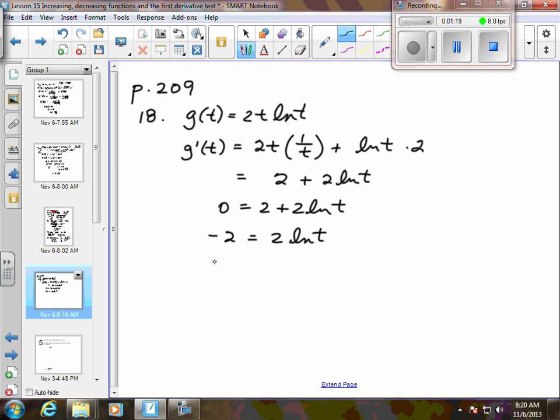And at this point, I had -1 equals the natural log of t, and I incorrectly said that that doesn't happen. Evidently, I was not on the focus. This does happen, of course. If I write the exponential equation, e to the -1 equals t, my critical number is 1 over e. So please make that correction in your homework on page 209, number 18.